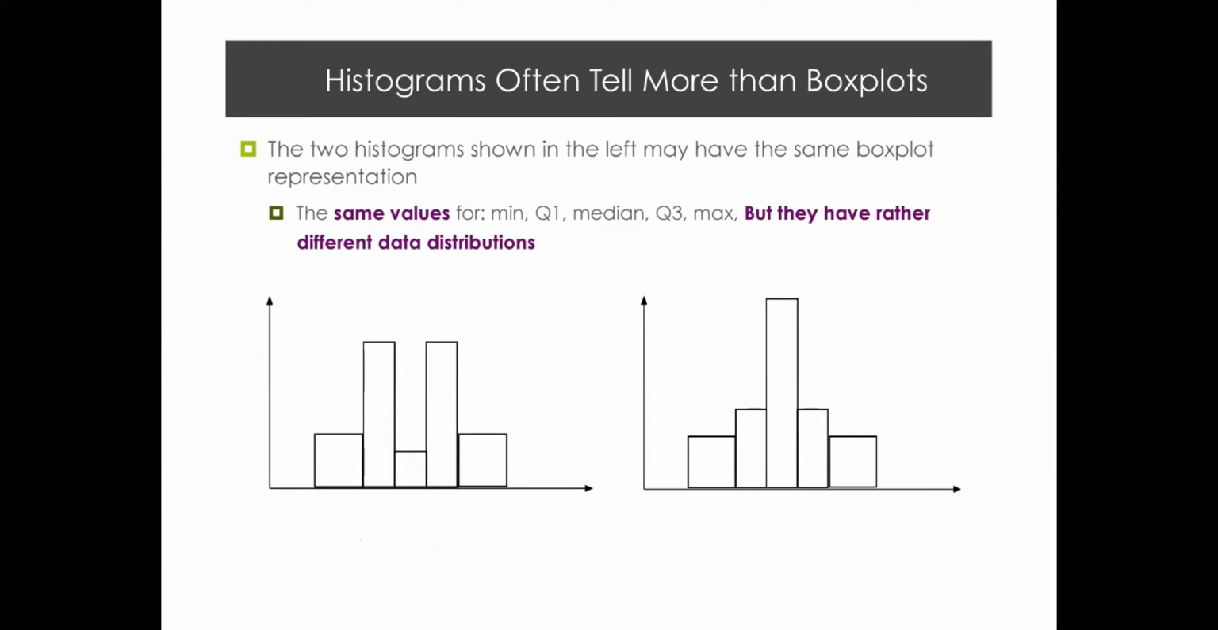See here, histograms often tell more than box plots. The two histograms shown on the left-hand side may have the same box plot representation, the same values, so we represent the minimum value, Q1, the median, Q3 and the maximum value, but they have rather different data distributions.